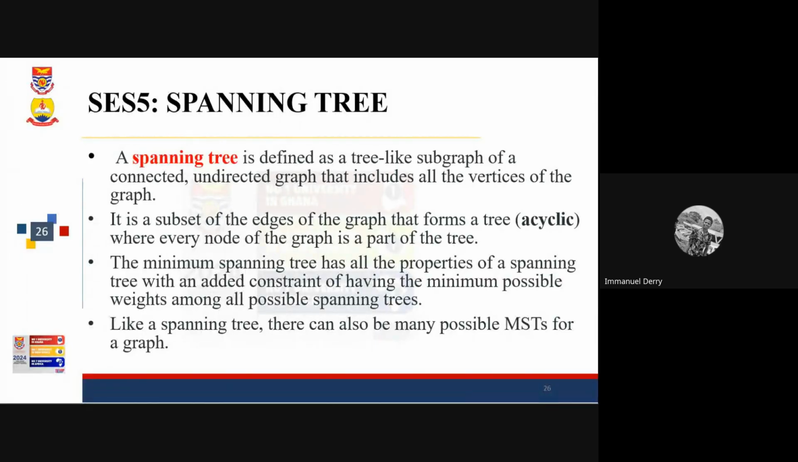All right, so a minimum spanning tree has all the properties of a spanning tree, with an added constraint of having the minimum possible weight among all possible spanning trees. So when we move further, we can talk about minimum spanning tree, where the tree is not supposed to be a circle.